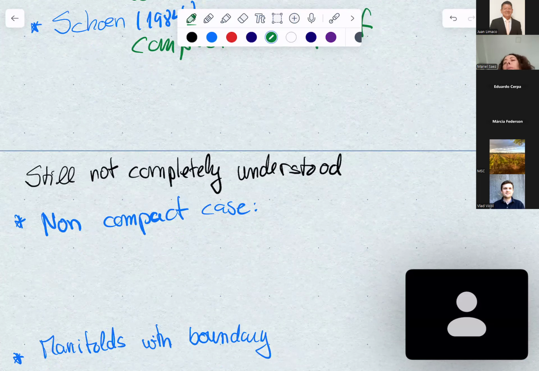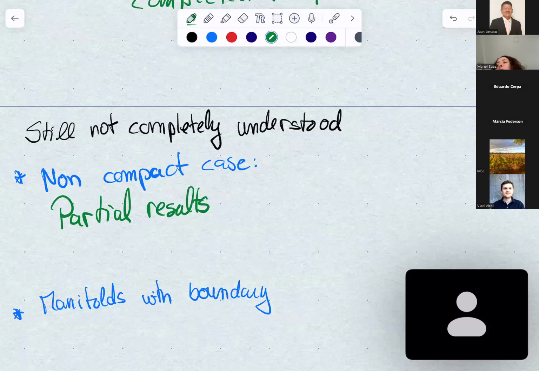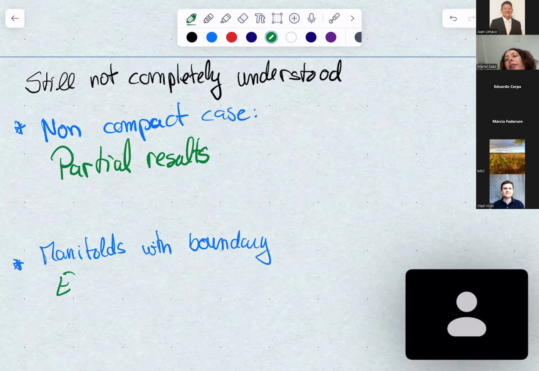For instance, in the non-compact case, it's known not to be true always. There are examples in which this is not true. And there are partial results on cases where it is true, but it's not known exactly when it's true and when it's not true. It's not completely unknown, but it's known that it's not always true, and it's known that in some cases it is true. In the case of manifolds with boundary, you have to modify the question a little bit, and many people know this case as the Escobar problem, where you need to prescribe something at the boundary as well. And there are many partial results, but again, it's not completely understood.